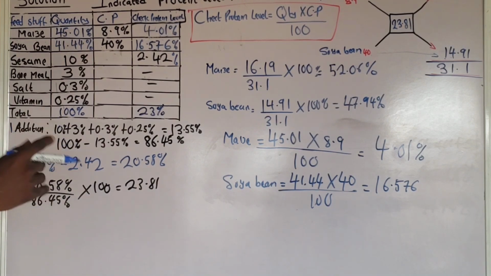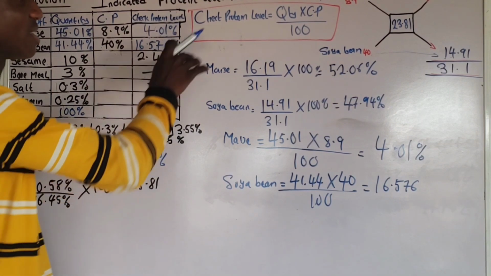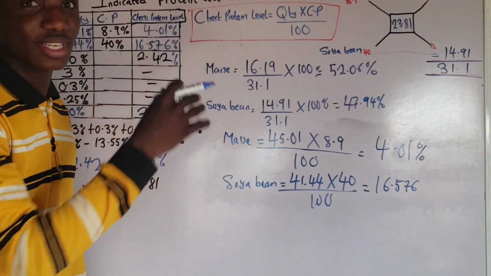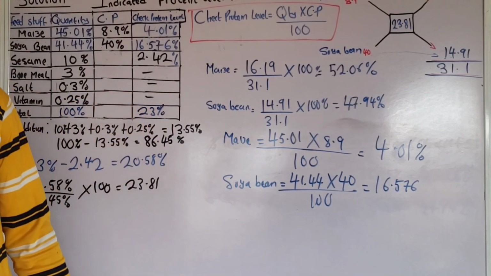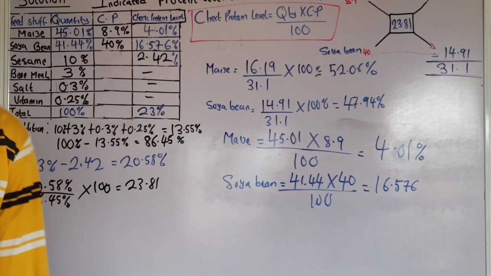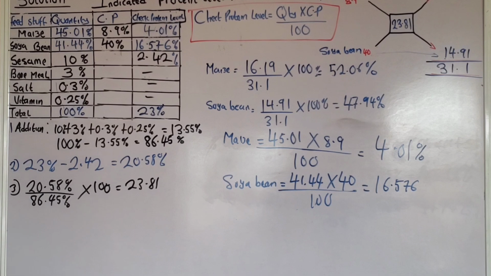And most importantly, don't forget the steps and the formula that I gave you here. The crude protein level is calculated by taking the product of the quantity of the respective feedstock, then multiplying by the crude protein, then dividing by 100. You're going to get the crude protein level. Okay, so that will be all for this class.